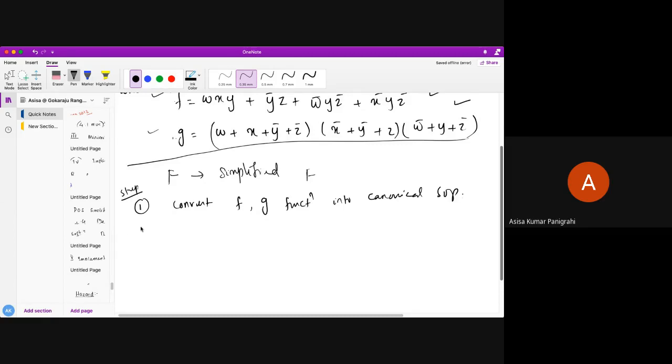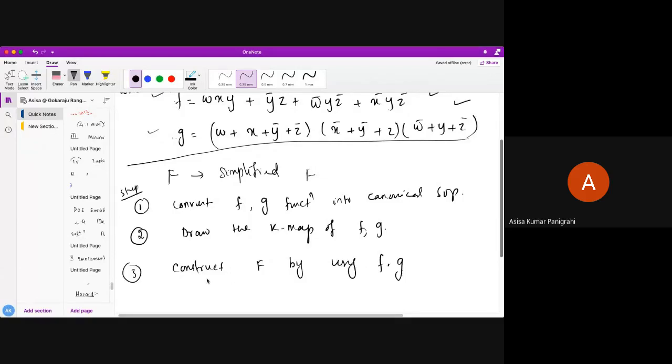Next step, draw the K-map of small f, small g. Next, what you need to do after drawing? You need to construct capital F by using small f and g. You have to construct the capital F K-map by using f and g. So this is a little bit tricky, students.